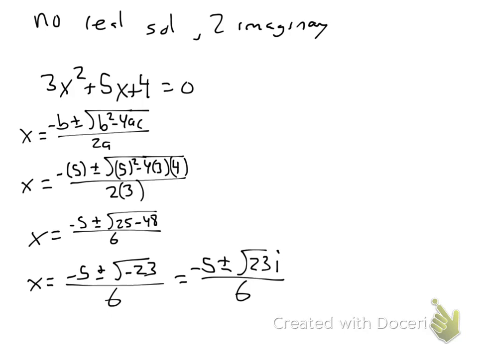And I also am going to leave it with a plus or a minus, because this is not nice. This is an irrational number. And so therefore, it's going to come out to decimals if I try to separate it. So why separate it? Just keep it as negative 5 plus or minus the square root of 23i, all divided by 6. So keep it that way.